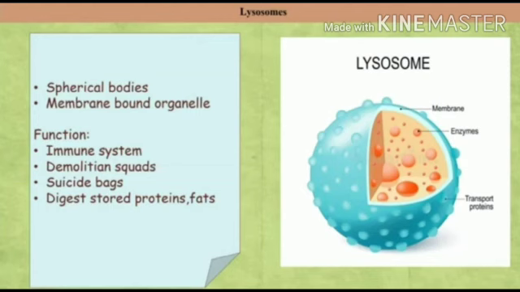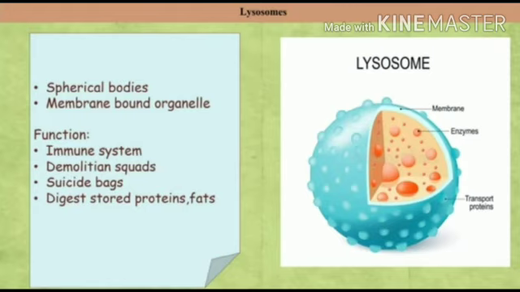Due to various metabolic activity in the cell, organic waste is generated. Lysosomes digest this waste. Lysosomes are simple, single membrane bound sacs filled with digestive enzymes. The functions of lysosomes are, first, immune system. It destroys viruses and bacteria that attack the cell.